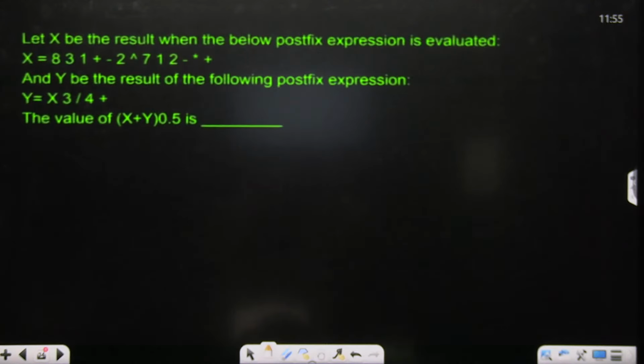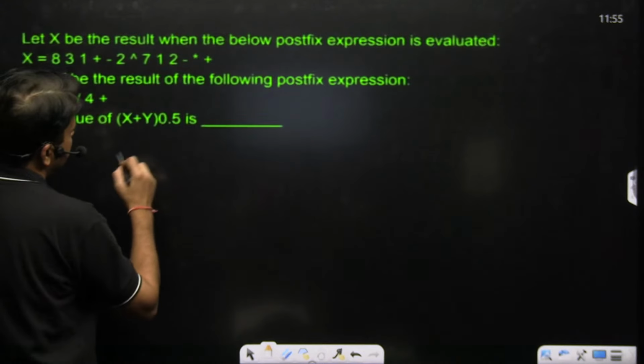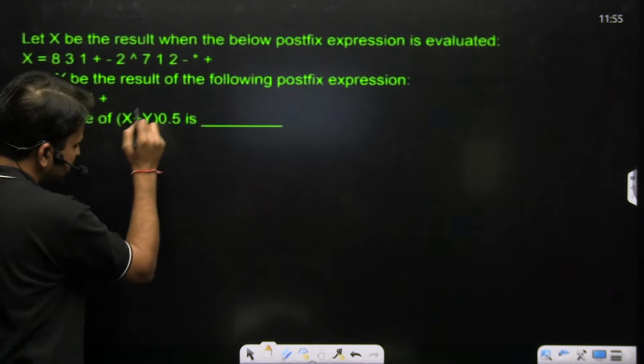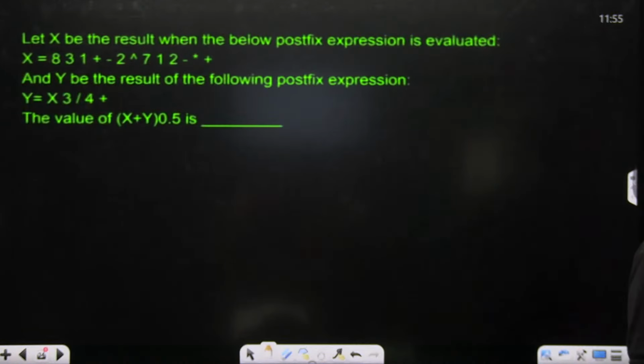Let x be the result when the below postfix expression is evaluated and y be the result of the following postfix expression. This one, the value of x plus y power 0.5. Sir, this power operator, power लिखा हुआ है, printing mistake है. This is a power operator. Consider it a power operator. Okay. Power में है बच्चे 0.5. 0.5 in the power.